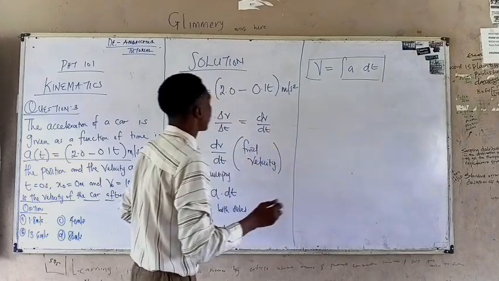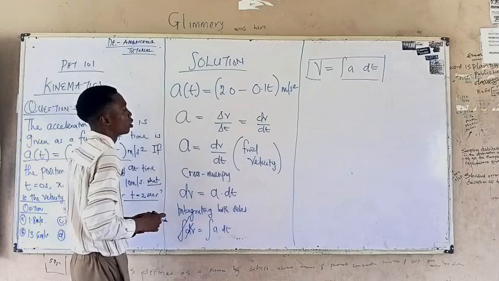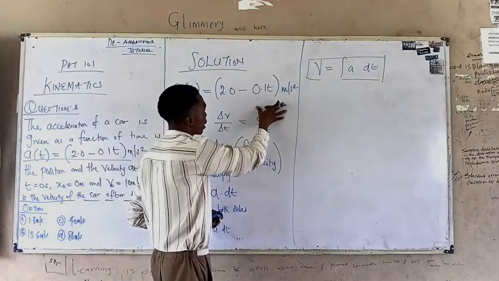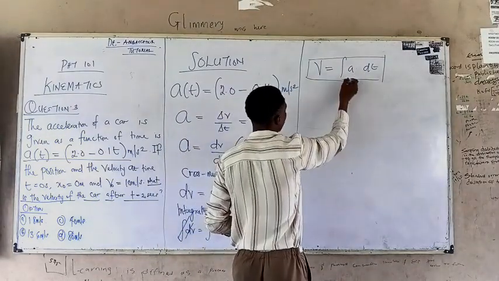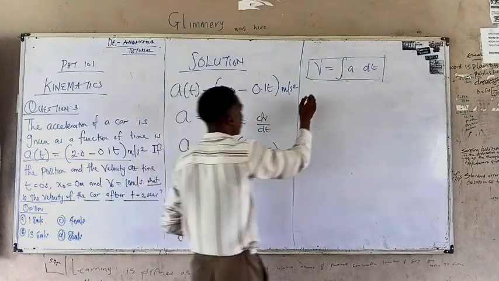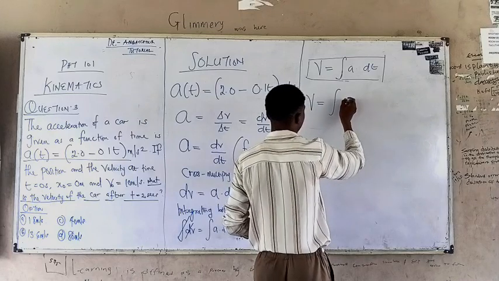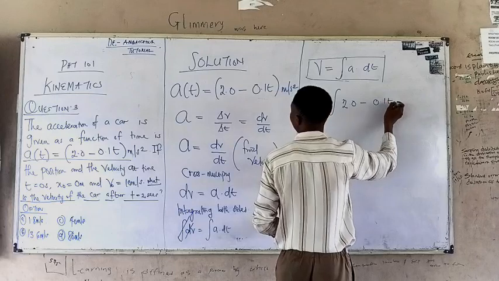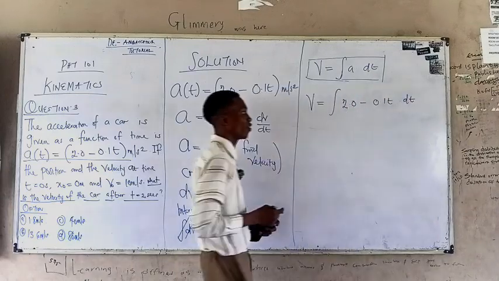Now that I have that, the kinematic equation of my acceleration is a = (2.0 - 0.1t) meter per second squared. So any place I have a, I'm going to put my value of acceleration. That means v is equal to the integral of (2.0 - 0.1t) dt, meaning with respect to t.